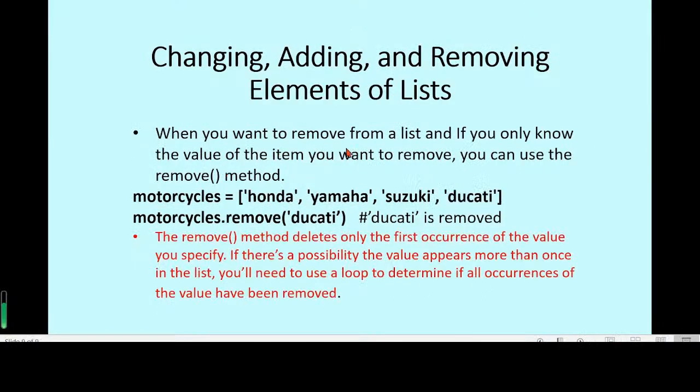When you want to remove from a list and you know the value of the item you want to remove, you can use the remove method. So this is a list with 4 motorcycles. If we want to remove the item with this value, we can use motorcycle.remove Ducati. So Ducati is removed, but note the remove method deletes only the first occurrence of the value you specify. If there is a possibility the value appears more than once in the list, you will need to use a loop to determine if all occurrences of the value have been removed.